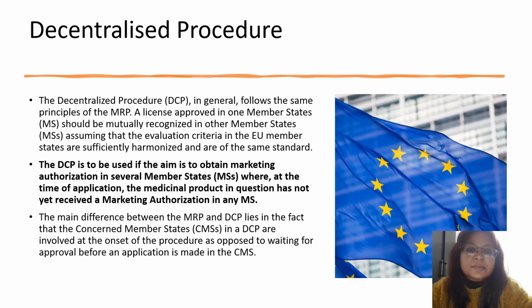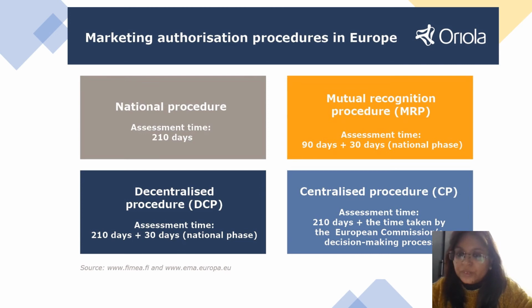Coming to the decentralized procedure, the company is not in any market, but suddenly decides that it will market the product in not all the member states, but a few selected ones. In that case, they go ahead with the decentralized procedure, and basically they go at the same time if they have the approval. This is the differentiation whereby you can understand that the decentralized procedure again takes 210 days. So the time limit is defined as 210 days.